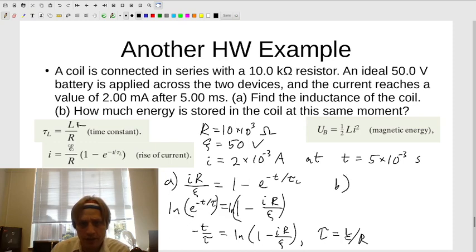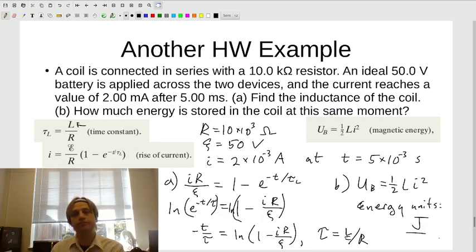Then for part B, it asks how much energy is stored in the coil at this same moment. Well, once you have L, you can use 1/2 L i squared to get some amount of energy. And remember, our energy units are joules. Okay, so you're going to use part A to find L, use that L, and then use the I that they've given you to find out how much energy at that instant is being stored in the magnetic field of the inductor.